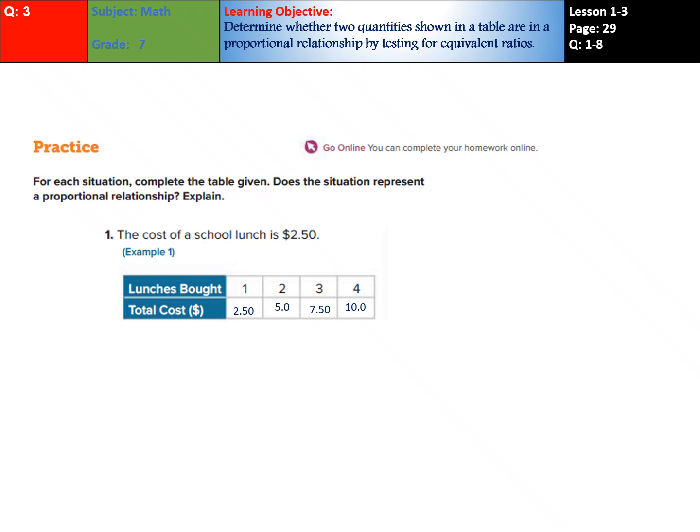Now here, this is sample question 2 from lesson 1.3. For each situation, complete the table. Does the situation represent a proportional relationship? One, the cost of one school lunch is $2.50.